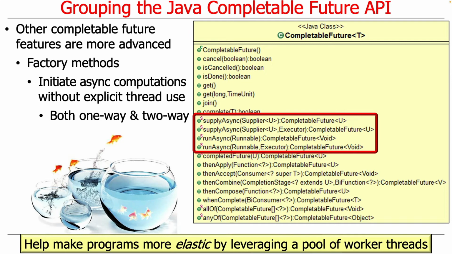Factory methods help to make your programs more elastic by leveraging a pool of worker threads. And you can decide what type of threads are in that pool. By default, they use the common fork join pool. There's a couple of things here that take nothing except a supplier or a runnable. That uses the common fork join pool by default. But there's also methods where you can provide executor implementations that can create the thread pool or give you access to the thread pool of your choice, which could be either predefined thread pools like a fixed size thread pool or a cached thread pool or some custom fork join pool, or you could make your own thread pools if you wanted to.